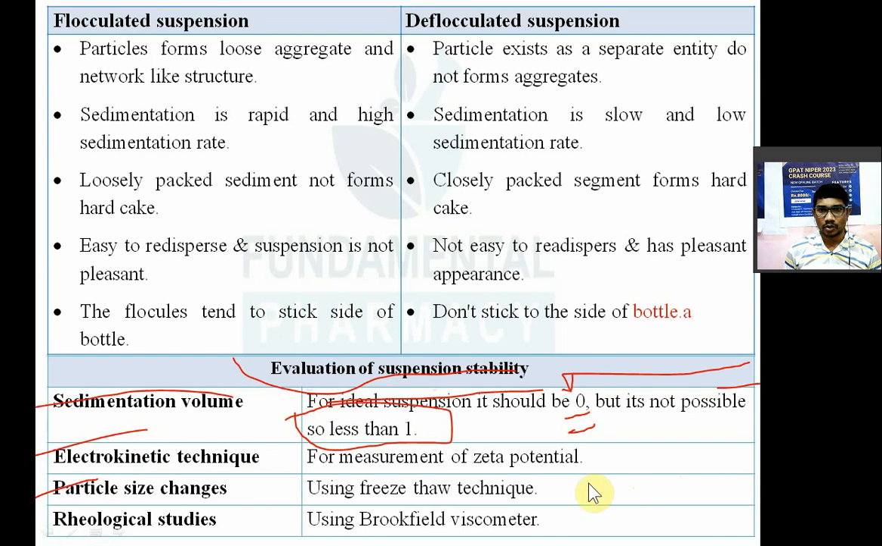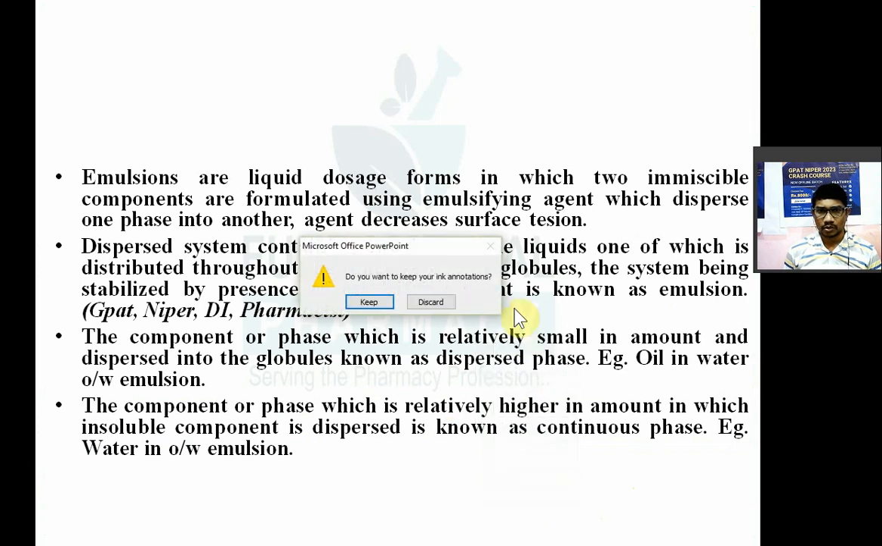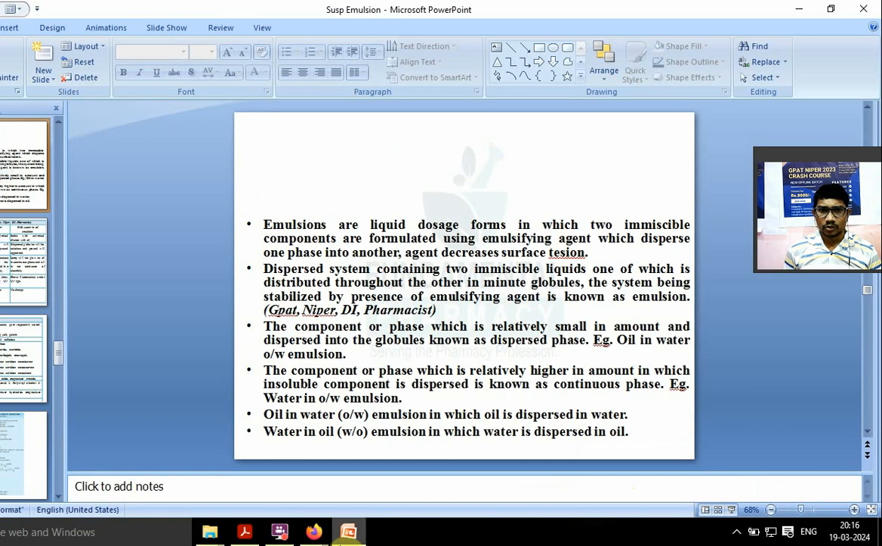It is determined by the freeze-thaw technique, then rheological studies by Brookfield viscometer. So this will end the suspension chapter. Tomorrow we'll see the emulsion chapter.